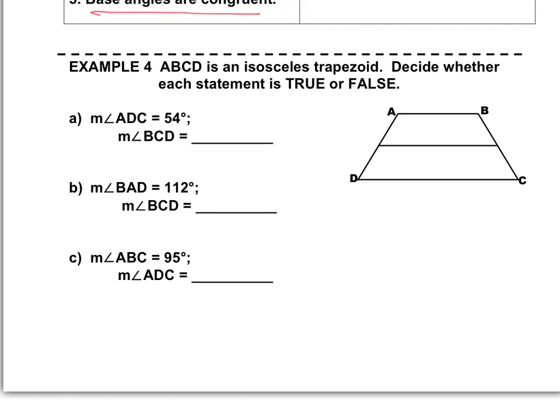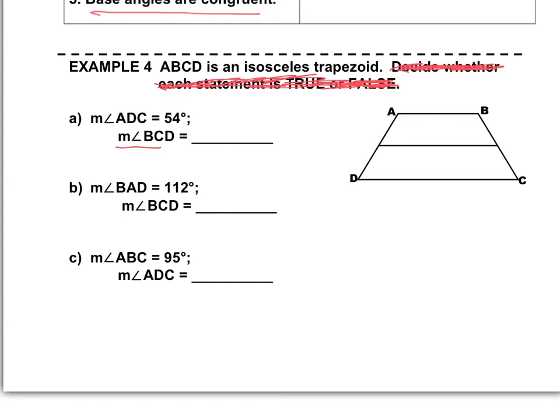Example 4 here. ABCD is an isosceles trapezoid. Decide whether each statement is true or false. Now, I don't think these instructions are correct, because they didn't give us a true or false. They asked us to figure out a measure. Sorry about that, I didn't write this up. So instead of those instructions, how about we just find what they're looking for? We figure out the measure of the angle that they're looking for.